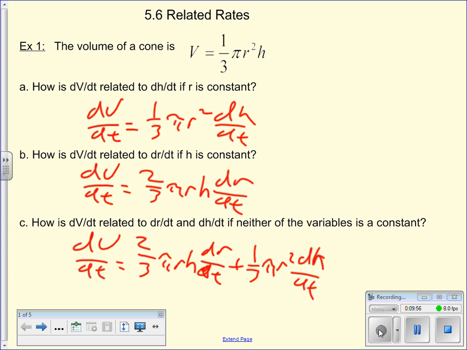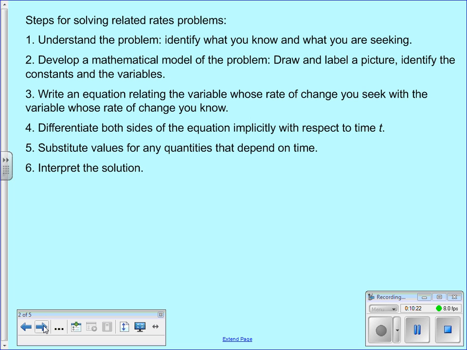Unlike max mins, where we had to get it down to one variable, you don't have to get this down to one variable. You actually just want to get it down to the two variables that you're relating to each other. Okay, so if I'm going to compare volume and radius, I want to eliminate height from my equation. And I'll show you ways to do that as we're moving along. And it's specific to the situation we're in. Okay? Okay, steps for solving related rate problems.